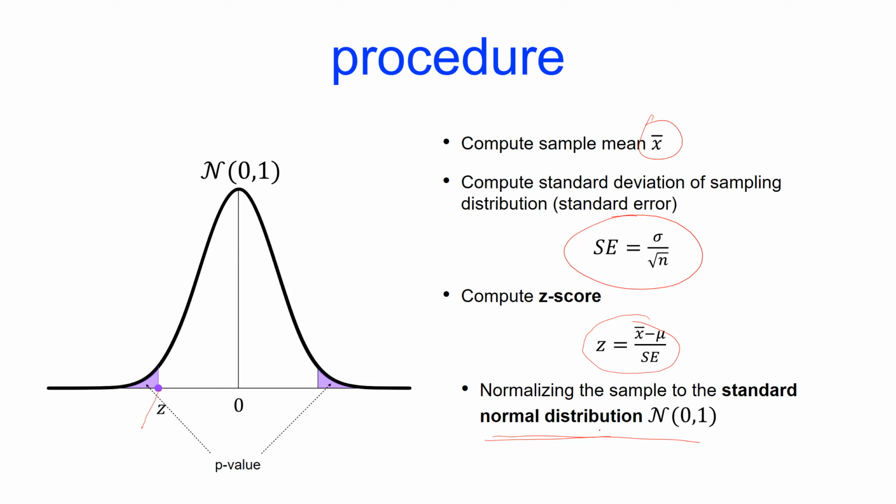Then by having this z value, we will know the probability for everything smaller than this z value, so basically this area in purple. Remember, since it is symmetric, we have two sides. So for this two-sided test, the p-value will be the total area of both sides. Remember that.